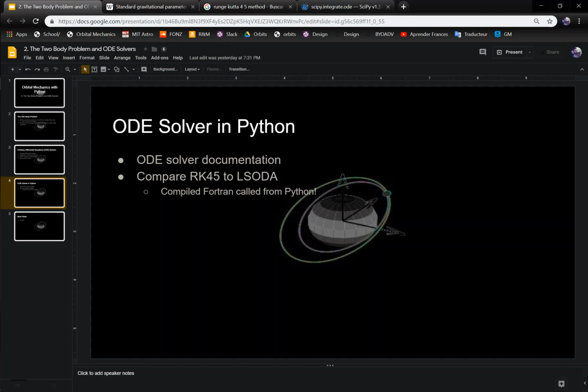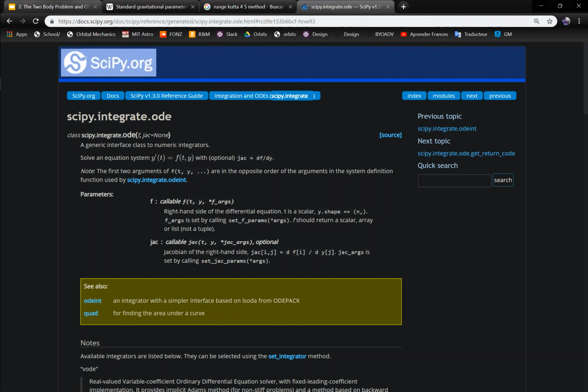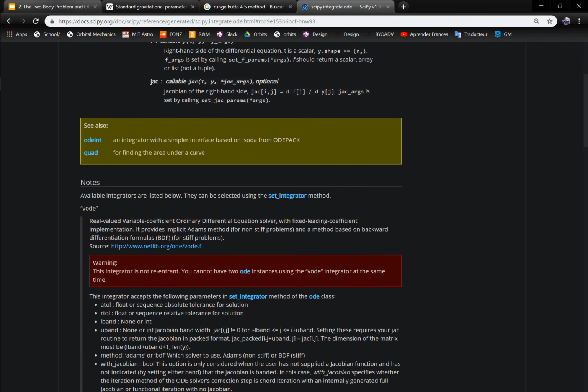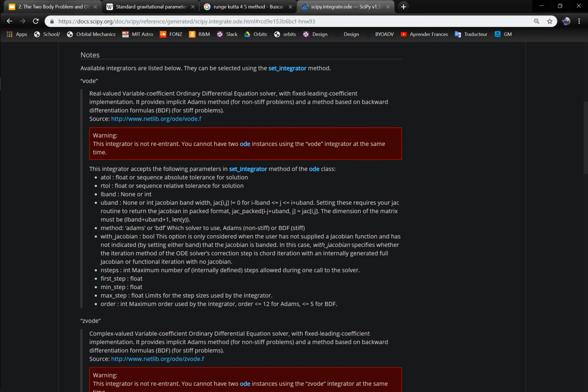And now we go to the ODE solver in Python. So in Python, there's this library called SciPy. It's very good, very powerful, and one of the methods it has is the ordinary differential equation solver, scipy.integrate.ode. Very powerful, very useful. You don't have to worry about this now, but all I wanted to show is how many different integrators it has. Available integrators are listed below.